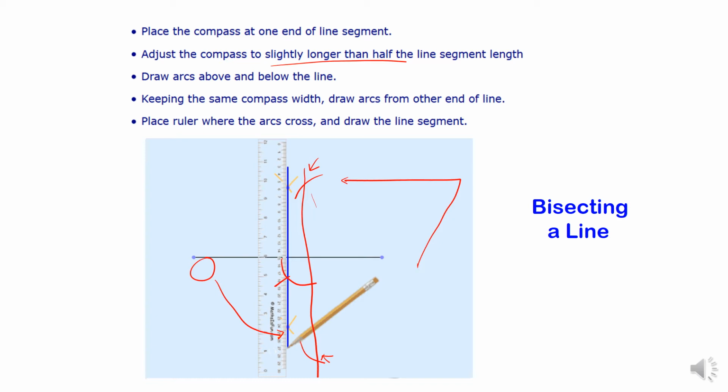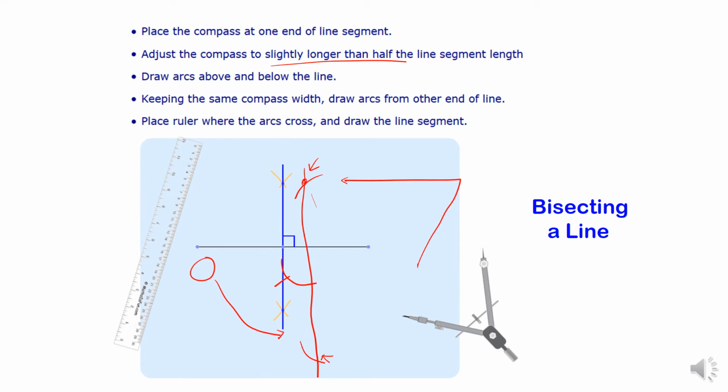Okay? So that's kind of cool. You have to have the arcs at the top or the bottom, because if you don't have anything to connect, you have a point here and a point here. If you don't connect those points, then you might do that, and that is definitely not going to be bisecting your line. So be very careful.